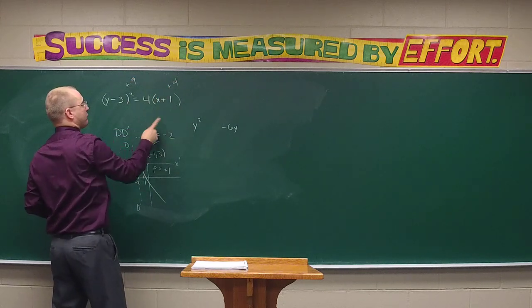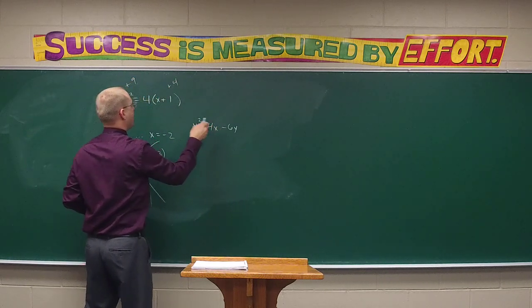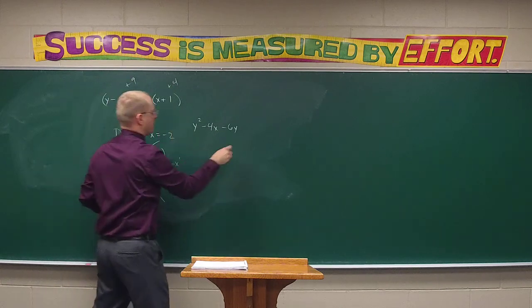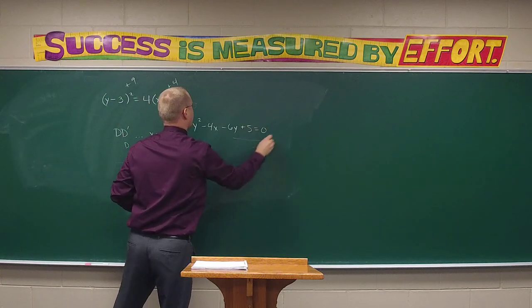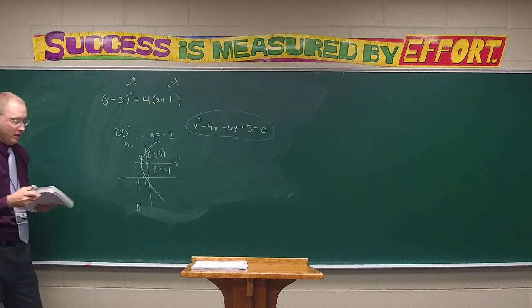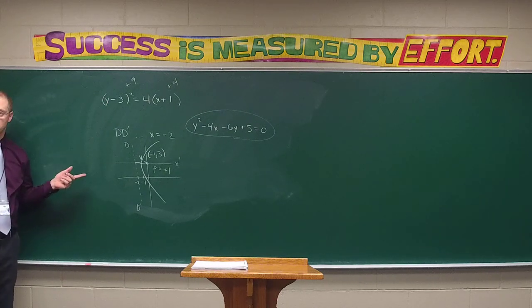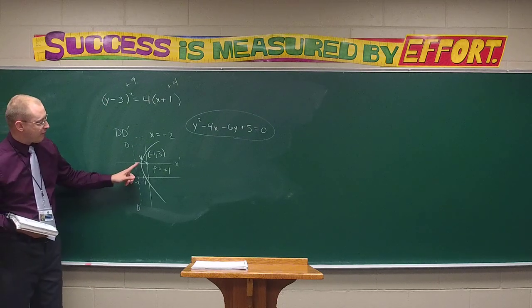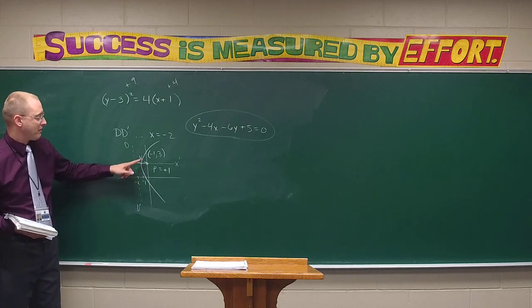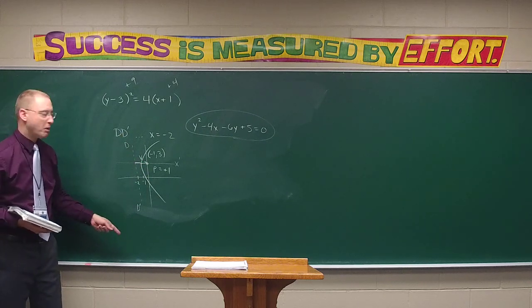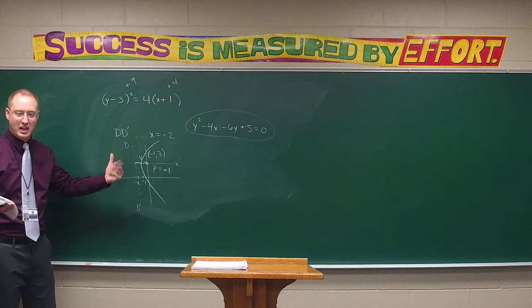This gives us a plus 4. The 4x is going to move over as a negative. We're going to bring the 4 over as a negative to get a plus 5 equals 0. And there is the equation for letter D. Again, instead of getting focus and vertex, we had vertex and directrix. But the directrix gives us the focal length anyway.